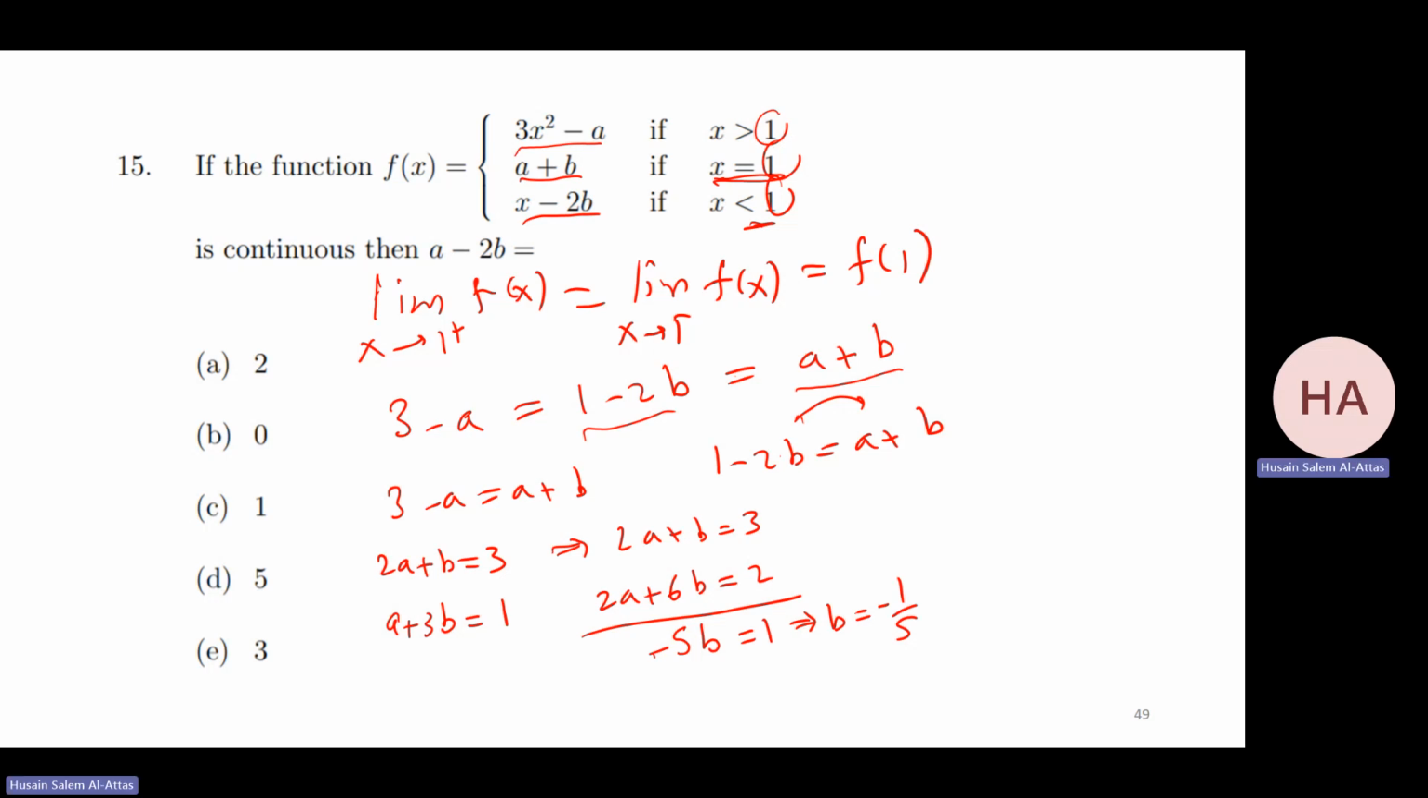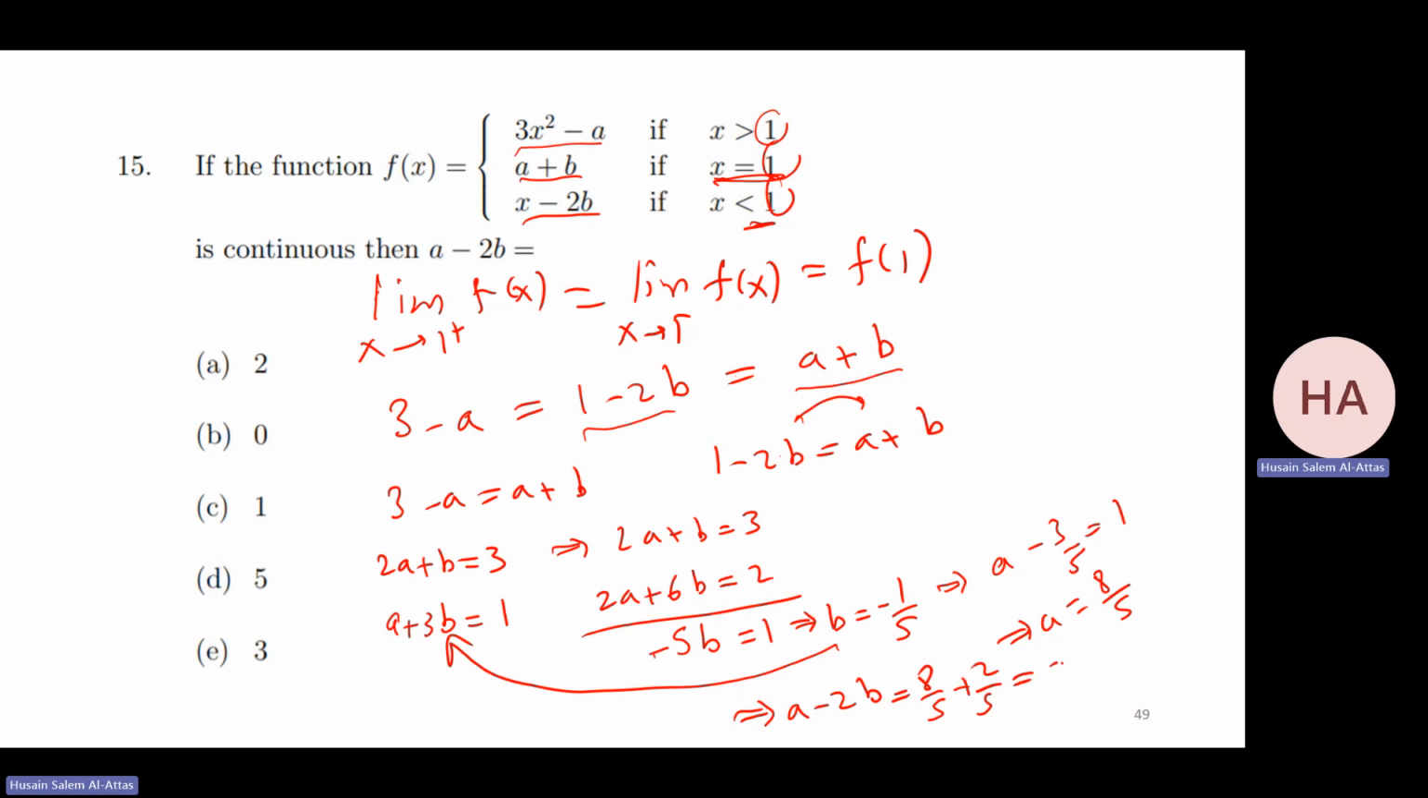Plug it in one of these. I plug it in this one. I take a minus 3 over 5 equals 1. So a equals 8 over 5. So I need a minus 2b, which is 8 over 5 plus 2 over 5, which is 2.